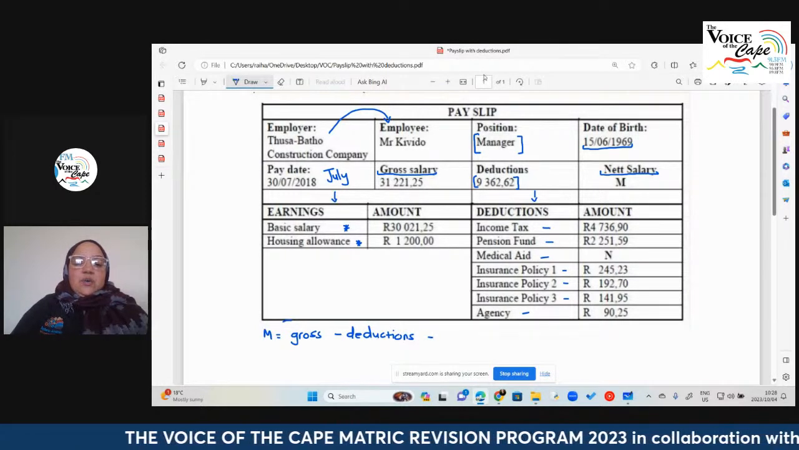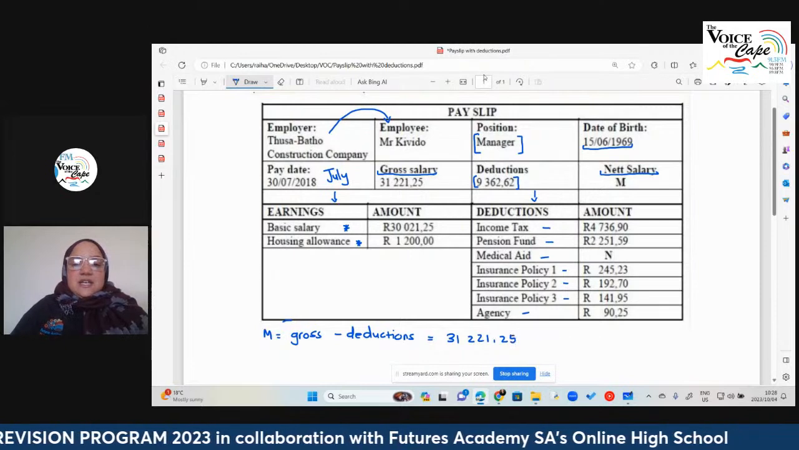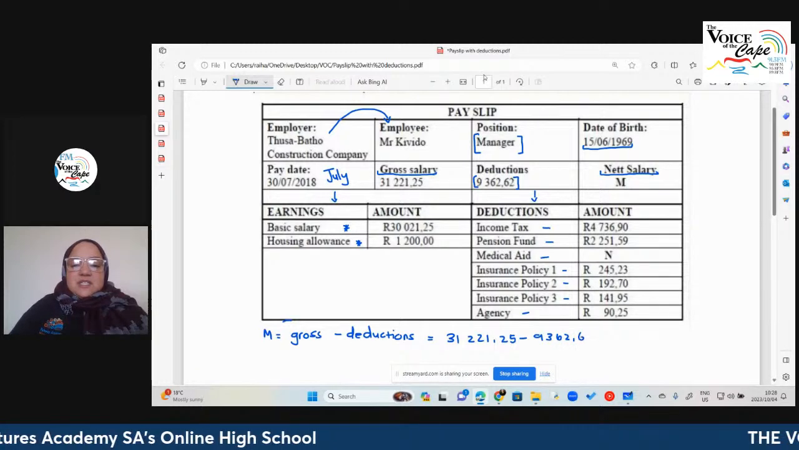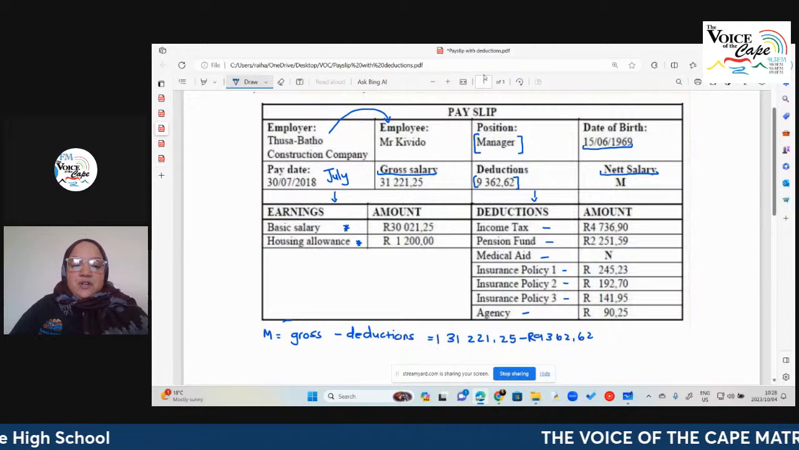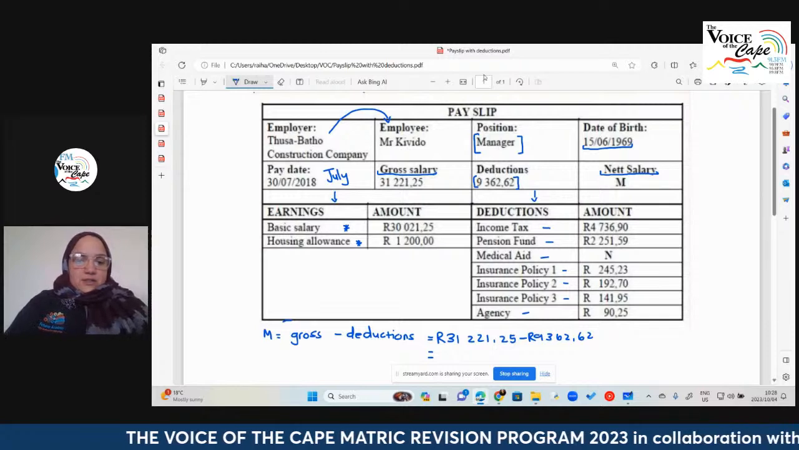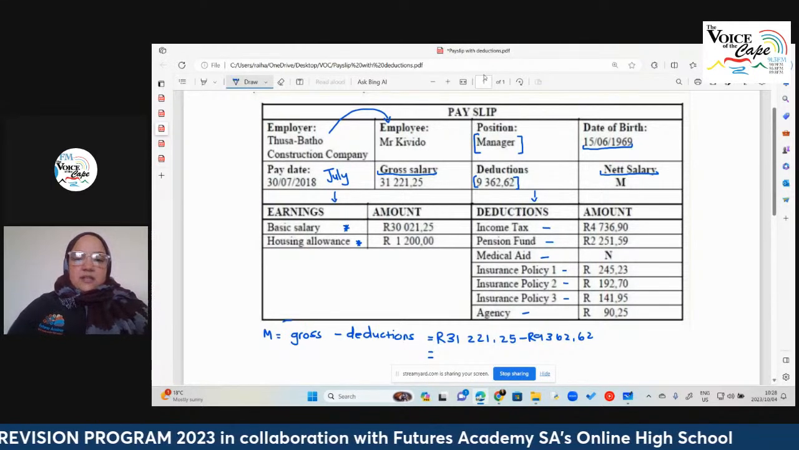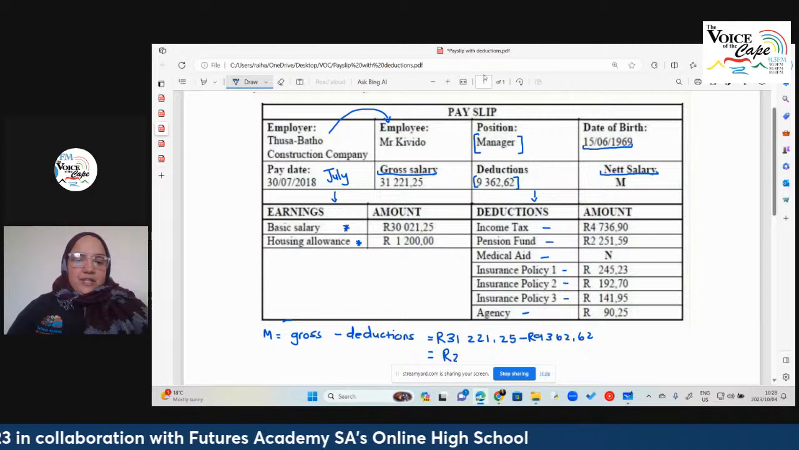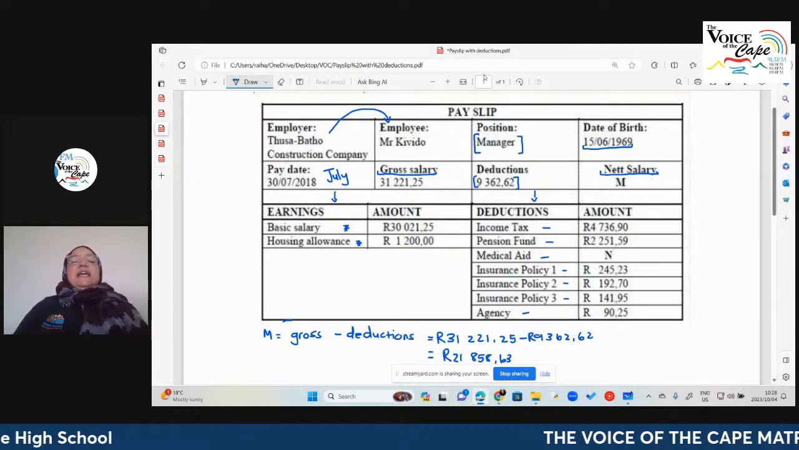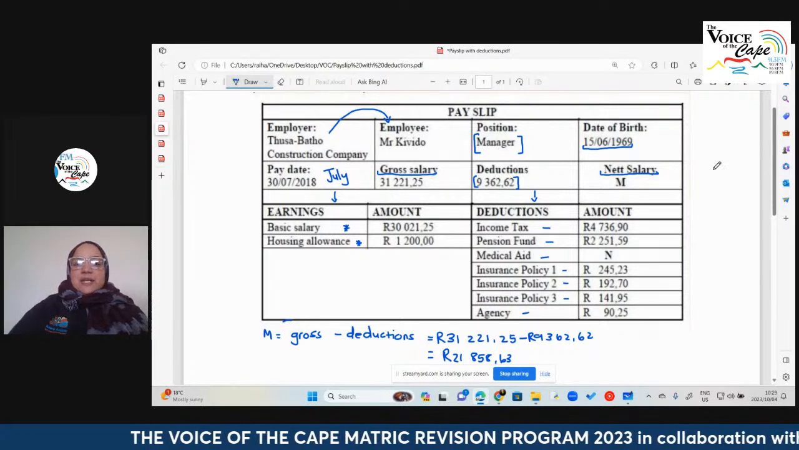So in here, we would just take our gross salary, which is 31,221 Rand and 25 cents, and we would subtract our total deductions, 9,362.62. Let's add all our R's. Then if we just use our calculator, that should give you a net salary of 21,858 Rand and 63 cents. So at the end of the month, that's what he comes away with. That's his total that he actually gets paid out at the end of the month.